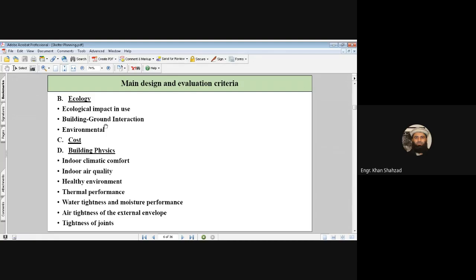So in which type of capacity you are involved, either in the planning side, or in the design side, or in the environmental side, or on the social side. So all these things you have to keep in mind.